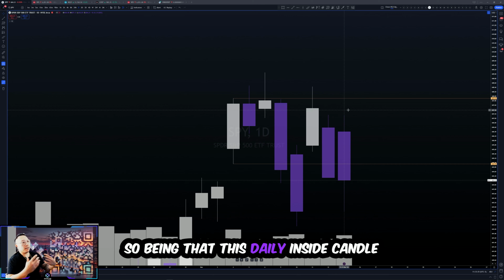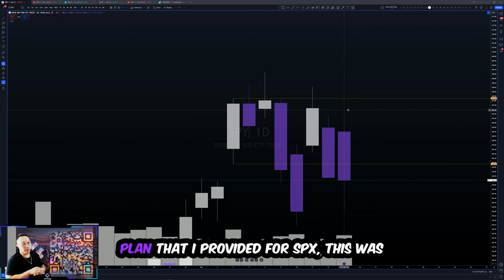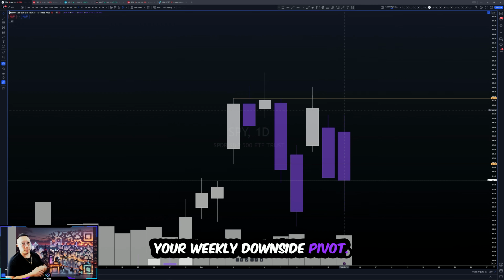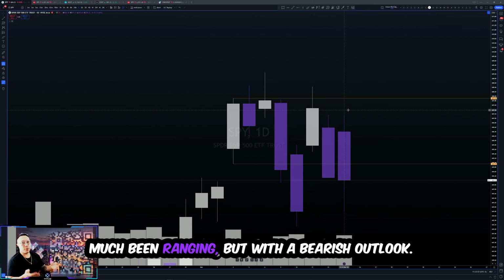So being that this daily inside candle is now providing me my range, and if you guys look at the weekly plan that I provided for SPX, this was your weekly upside and downside pivot. The top of the DIC was your weekly upside pivot. The bottom of the DIC was your weekly downside pivot. And what do we do ever since? We've pretty much been ranging, but with a bearish outlook.